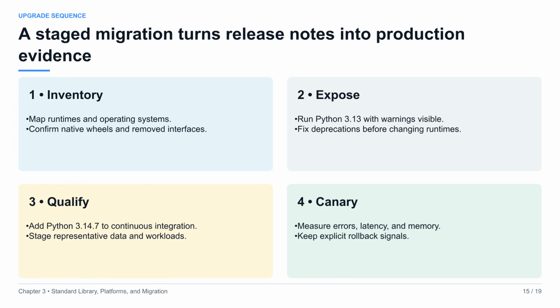Add the newest Python 3.14 release to continuous integration. Then stage representative data, concurrency, packaging, and embedding scenarios. A production canary should have explicit rollback criteria for errors, latency, memory, and dependency behavior. Once compatibility is stable, adopt new language features in focused changes so regressions remain attributable.